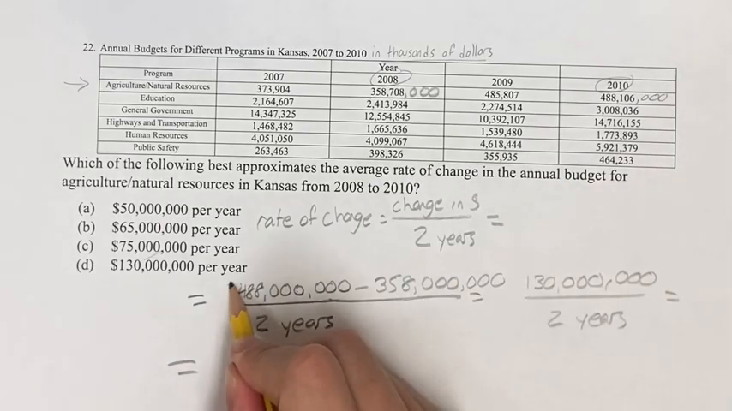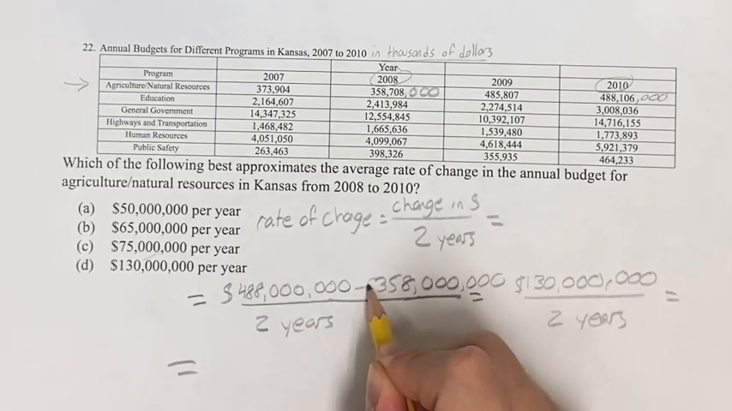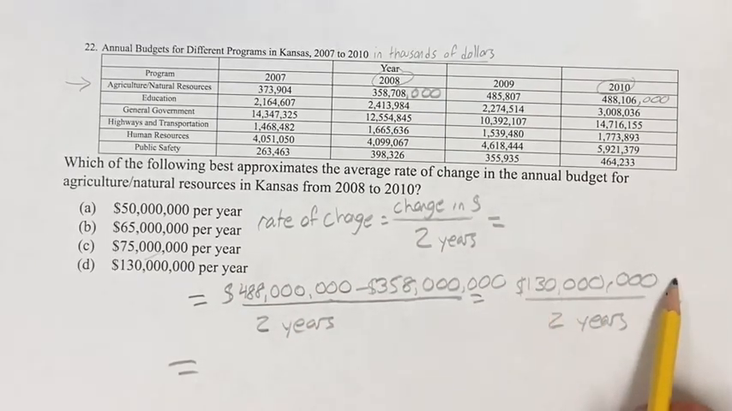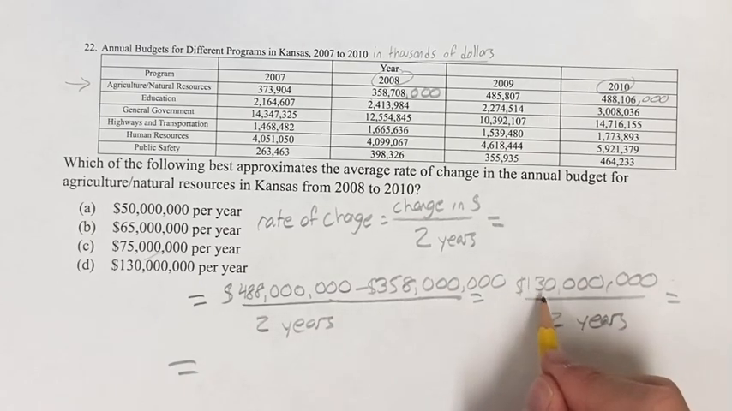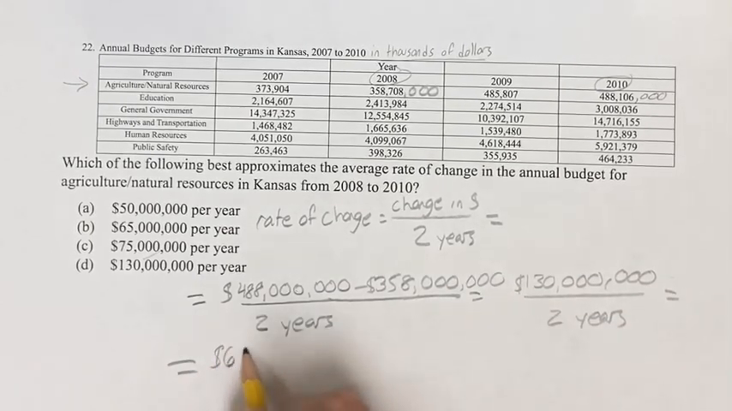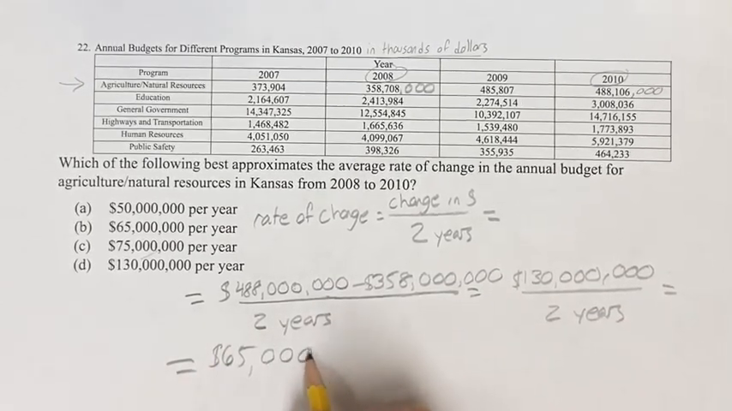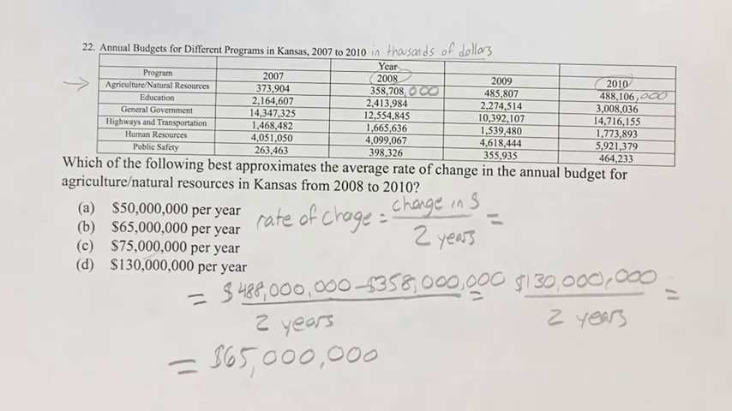And then, we should specify it's in dollars. So 130 million divided by 2 years, 130 divided by 2 is 65. And then don't forget the million. $65 million per 1 year.